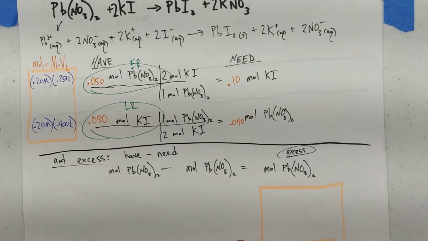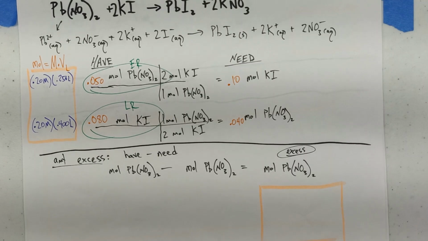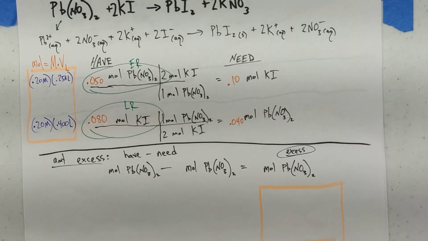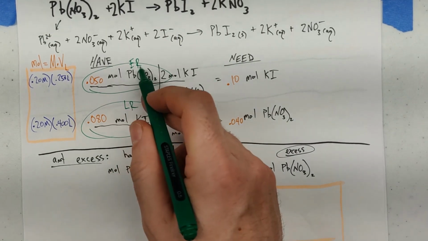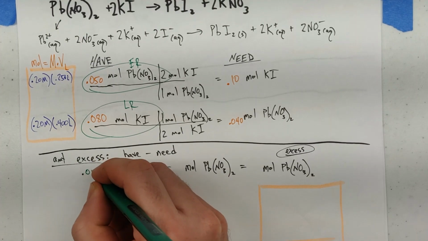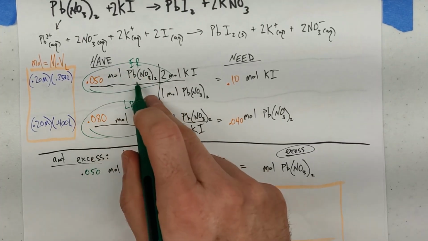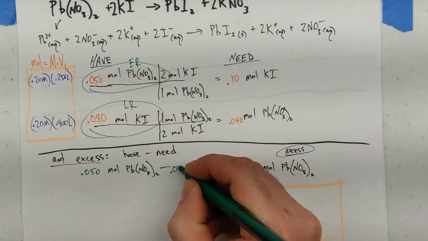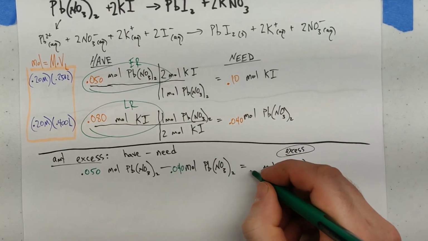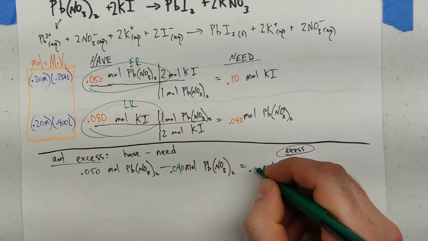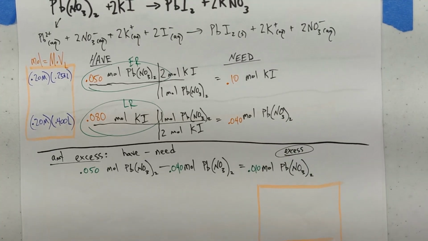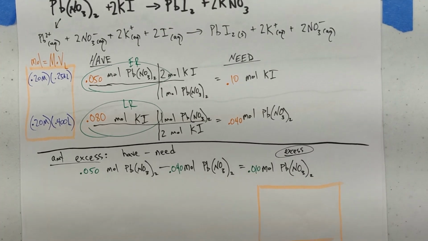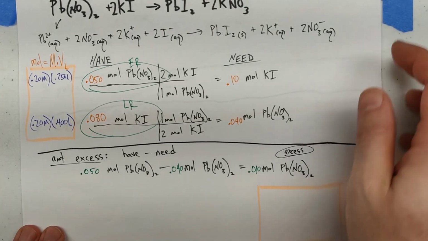Again, everything I'm doing right now is old news. If you see me writing something in those orange boxes, that's the new stuff. To get our amount of excess, there's no new type of calculation there. We have our excess reactant, 0.050 moles that we have, and 0.040 moles that we need, which gives you 0.010 moles of the lead nitrate excess. Nothing new, right? That's all stuff that we have done before. So I'm going to continue on.